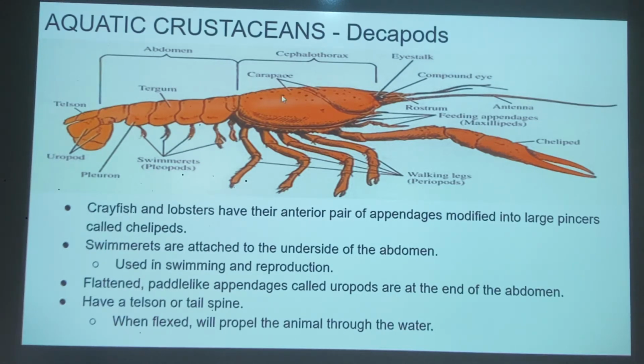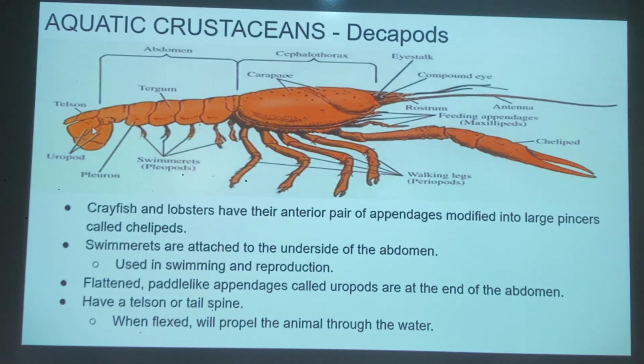Then they're going to have swimmerettes located on the back. If you have ever ordered lobster, these are usually cut off. Like if you go to Red Lobster and get a lobster tail, the swimmerettes are cut off, but they're used in swimming and reproduction. And then they've got flattened paddle-like appendages called uropods on the back of the tail.